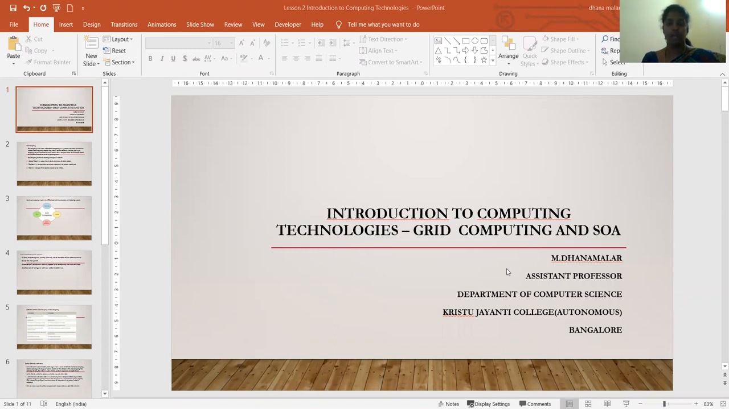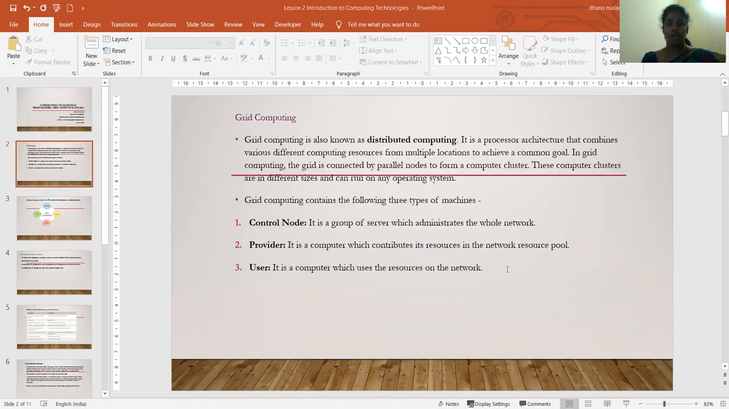Today, we will study grid computing and service-oriented architecture. First, we will learn about what is meant by grid computing. So, grid computing is also known as distributed computing.